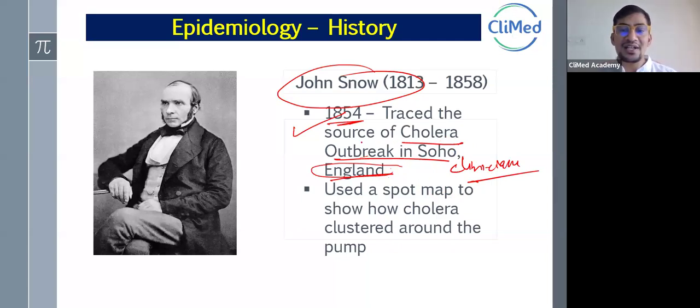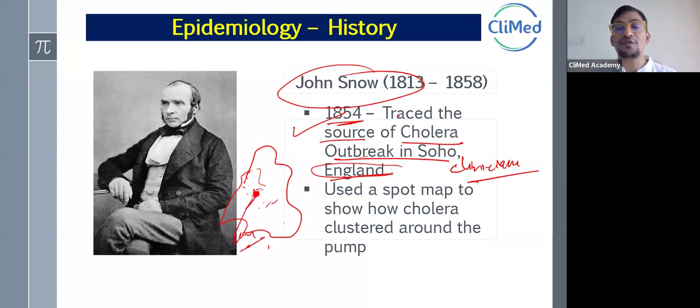He traced the source of the cholera outbreak in Soho, England, and then he made a map of it, and on that he showed that this is the source of cholera. Suppose this is the England map, looks like an amoeba. He became the first epidemiologist to do that, by chance, because he traced and he mapped it.